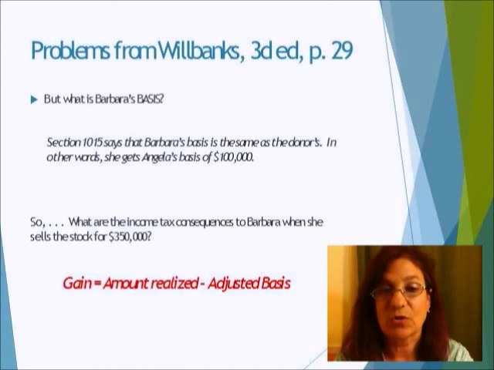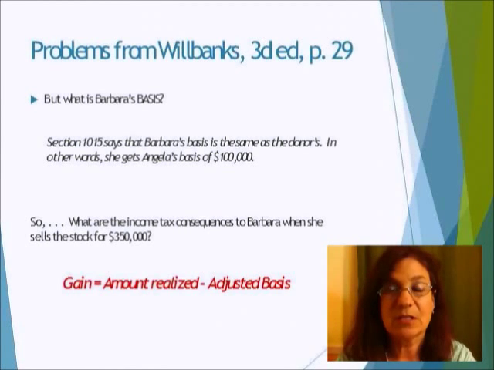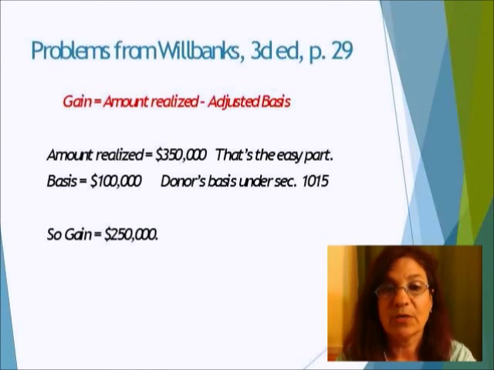$100,000. And now we can determine what happens when she sells the stock for $350,000. All right, amount realized minus adjusted basis. So her amount realized is $350,000. That's what she got. Always start with the part that's obvious from the problem. And then her basis, we have to look back and say, how did she get this stock? And we say, oh, okay, she received it as a gift from Angela. Well, what was Angela's basis? Because 1015 says that we use the donor's basis most of the time. So gain is $250,000.